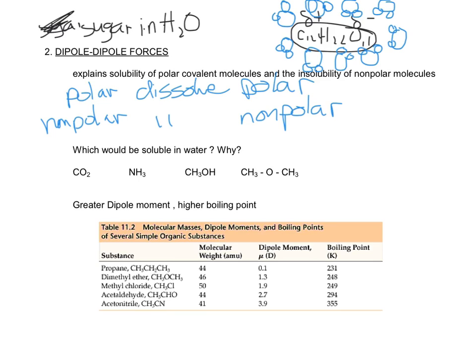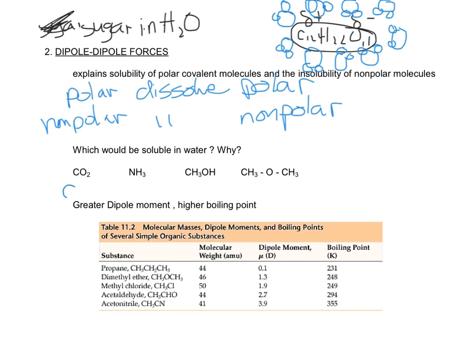All right, so let's look at this question here. It says, which would be soluble in water and why? We've got CO2, NH3, CH3OH, and then this is called ether, diethyl ether. Let's start with CO2. For some of these, it's a little bit tricky because you actually have to look at whether they're polar or not, and to do that, you need to know their shape and be able to draw their Lewis dot structure and so on.